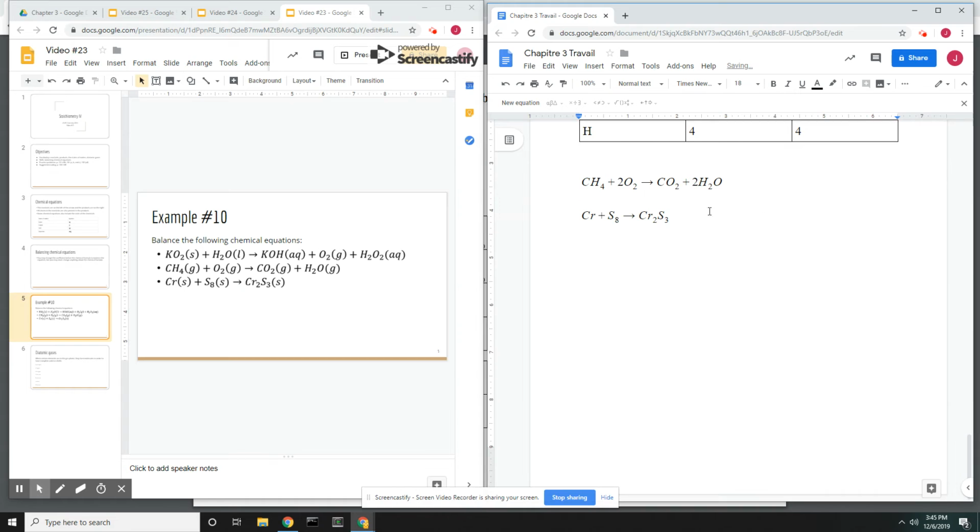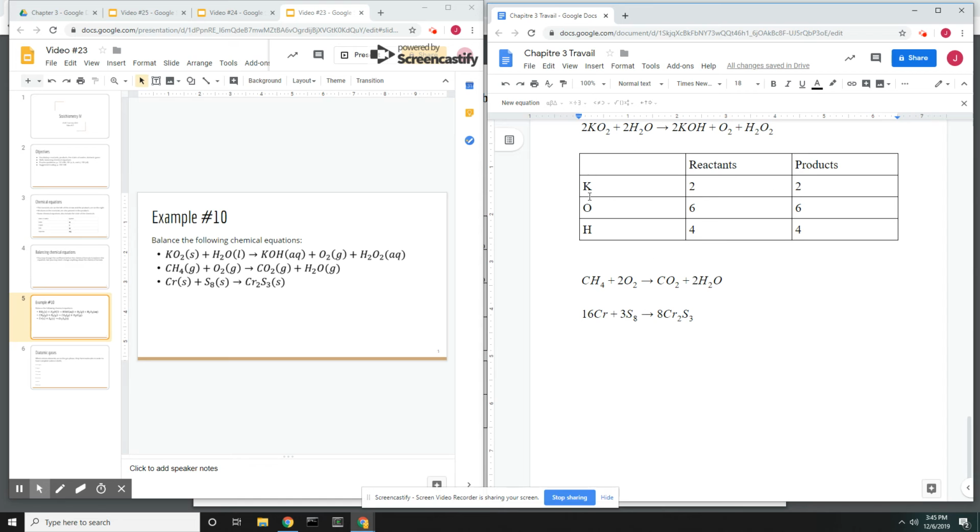Then I'm done. Taking a look here, I see that I've got S3 and S8. The only way this is going to work is to make them both 24. Then I've got 16 chromiums over here, so I need 16 over here. None of these got to the point where I could simplify my coefficients afterwards, but if you end up in that position, it is obligatory to simplify the coefficients.